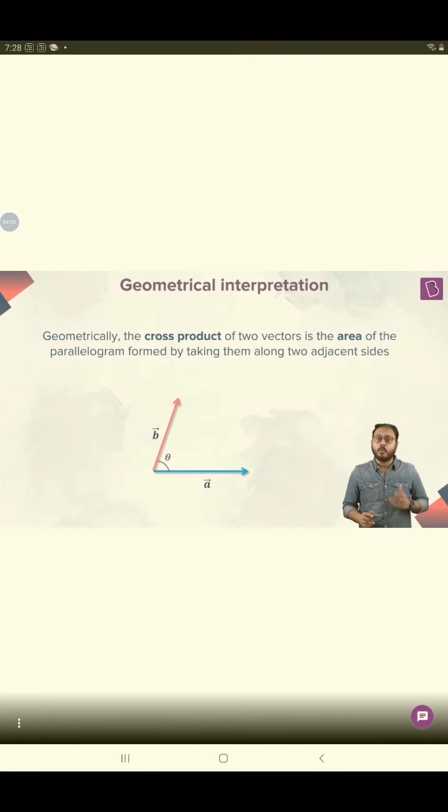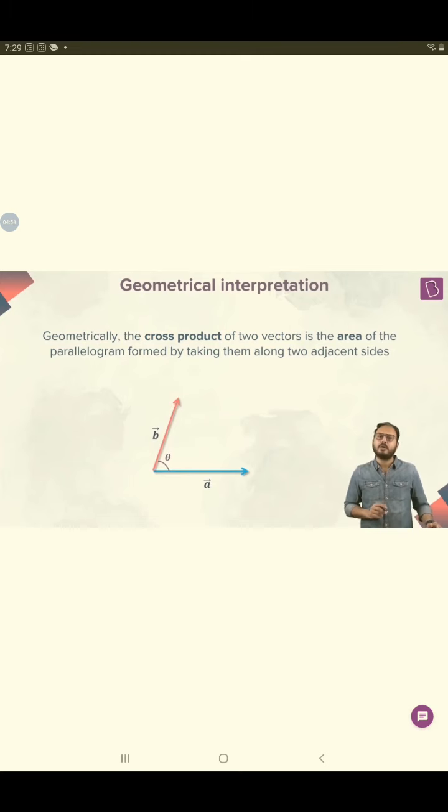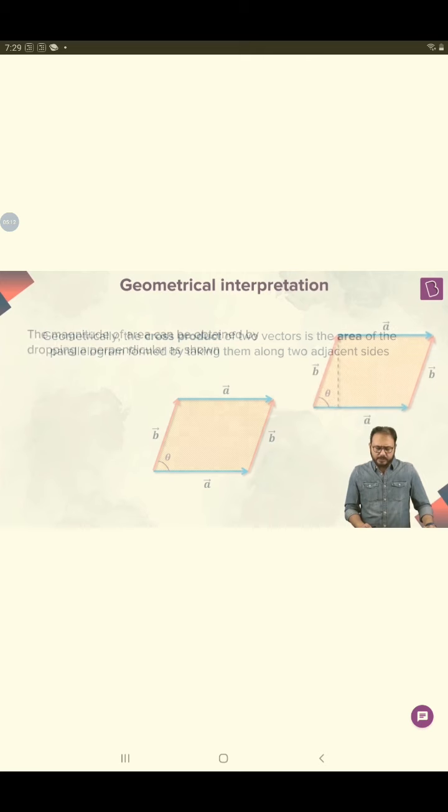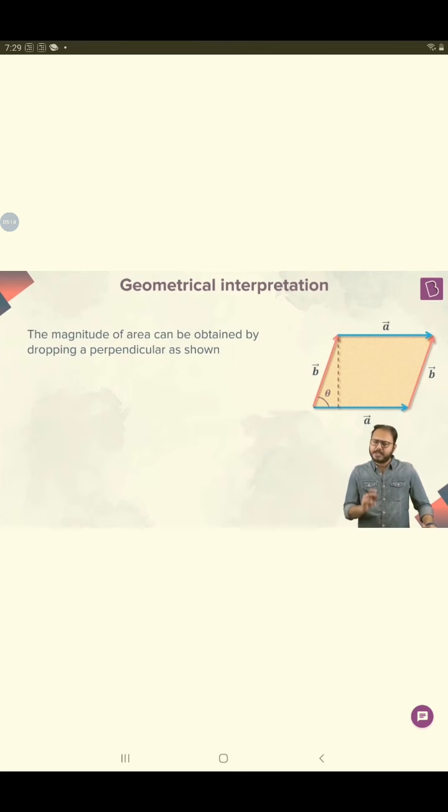Geometrical interpretation. Who inspired you to think about A cross B? Okay. Geometrically, the cross product of two vectors is the area of the parallelogram formed by taking them along two adjacent sides. So A and B are two vectors, angle theta is between them. Complete the parallelogram. Find out the area. What is area equal to? Base into height. Alright. Till now you're with me?